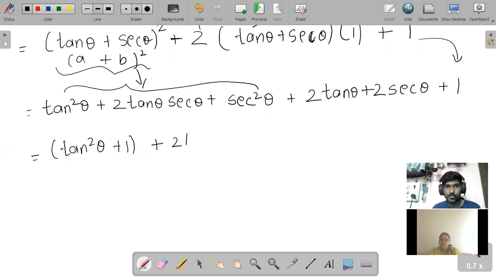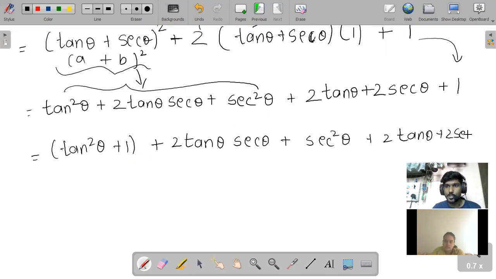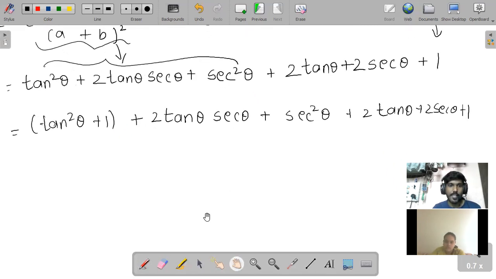So plus 2. I did not understand what you think. Yes, I'll show it to you. So the remaining terms I'll just write as they are: 2 tan theta sec theta plus sec square theta plus 2 tan theta plus 2. I'm just writing the remaining terms as they are. I am not doing the rearrangement yet.